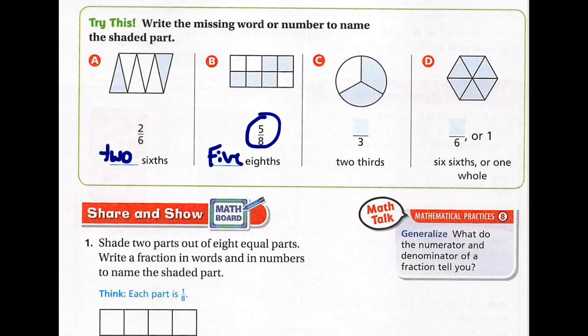5/8. For letter C, we have 2 shaded out of 1, 2, 3 total. So that would be 2 out of 3, or 2/3. And for letter D, 1, 2, 3, 4, 5, 6. All 6 are shaded, so 6 out of 6. 6/6. Or you could say 1 whole, since that's the whole shape.